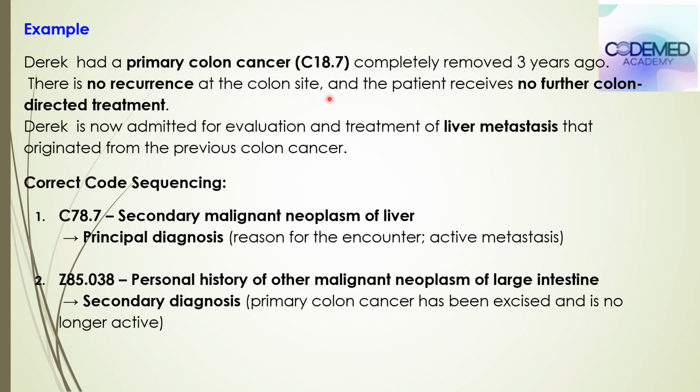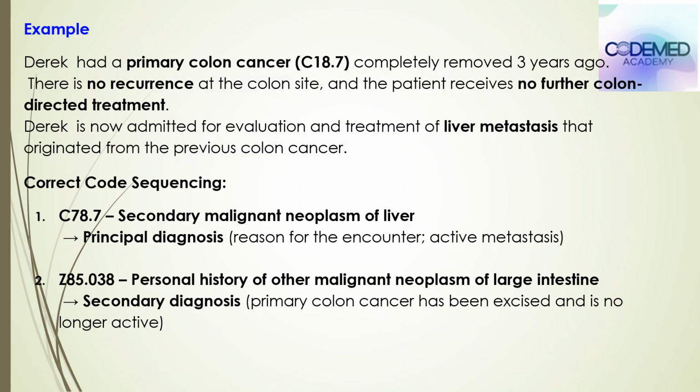Derek had a primary colon cancer completely removed 3 years ago. There is no recurrence at the colon site and the patient received no further colon directed treatment. Derek is now admitted for the evaluation and treatment of the liver metastasis that originated from the previous colon cancer. So in that case, we will write C78.7, secondary malignant neoplasm of the liver, and then we will have to mention the personal history of the malignant neoplasm of the large intestine, because it is written the colon. Colon is large intestine. So this is how we code it for the primary malignancy which has been completely eradicated.